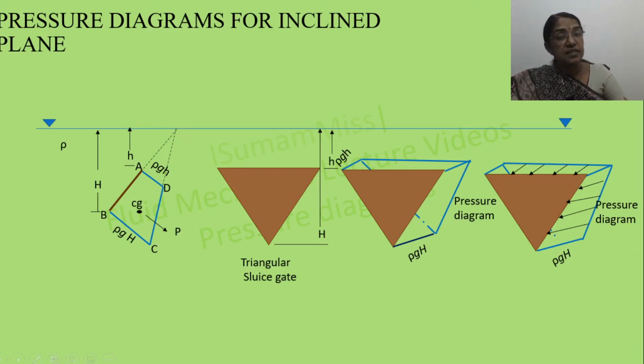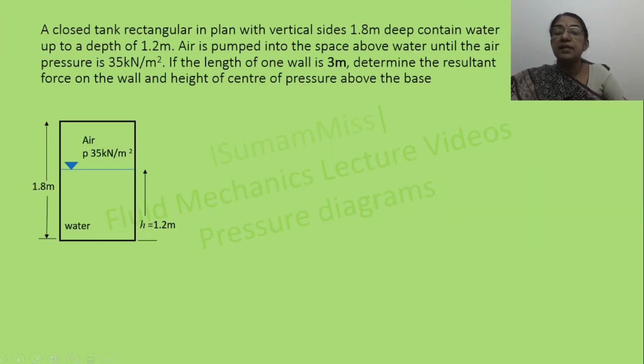Now let us explain this principle by solving a problem. Consider a closed tank that is rectangular in plan with vertical sides 1.8 meter deep. It is filled with water up to a height of 1.2 meter from the base, and above which it is filled with air with a pressure of 35 kilonewton per meter square. The length of this wall is given as 3 meter. It is asked to determine the resultant force on the wall and the height of the center of pressure. So we can work out this problem by drawing the pressure diagram.